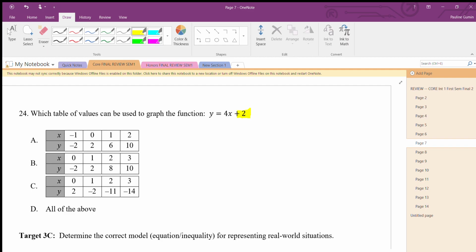A y-intercept occurs when x is 0. Okay, so in letter A, 0, 2. Okay, so that one works. Letter B, luckily, has 0 and a negative 2. That doesn't work. Letter C, 0, 2. It's impossible to have all of the above, clearly, since option B is out. And in general, if all 3 tables are different, they cannot represent the same function. That's just logic right there.